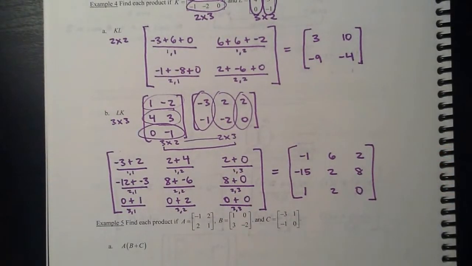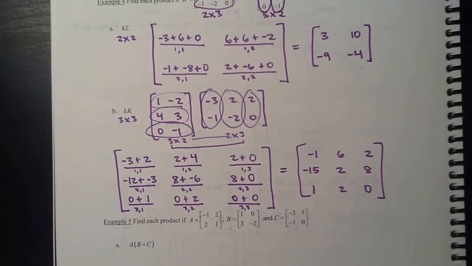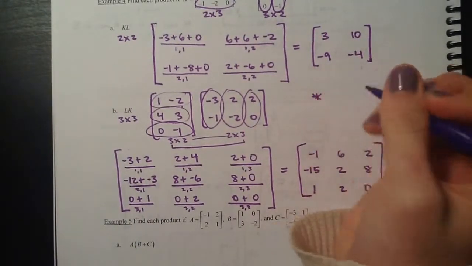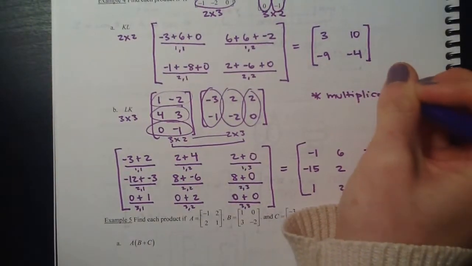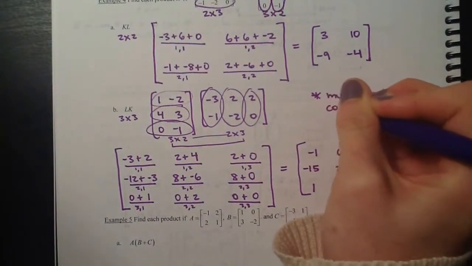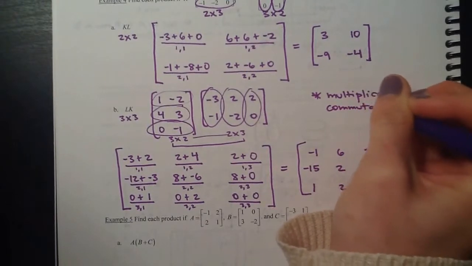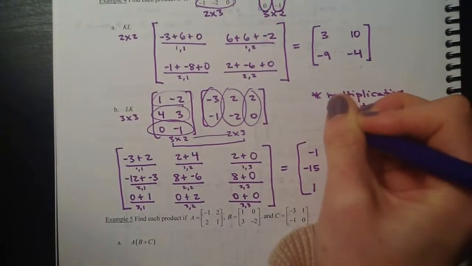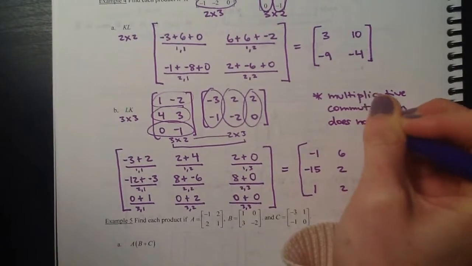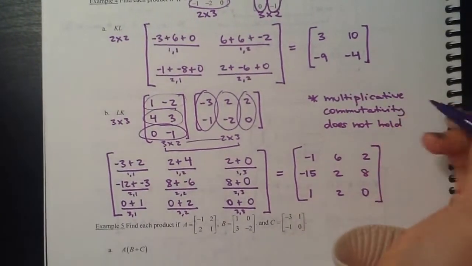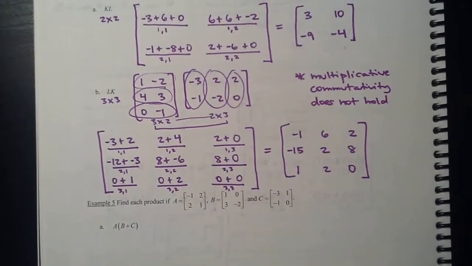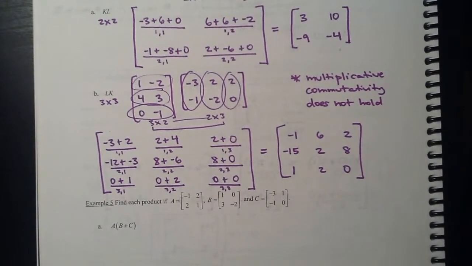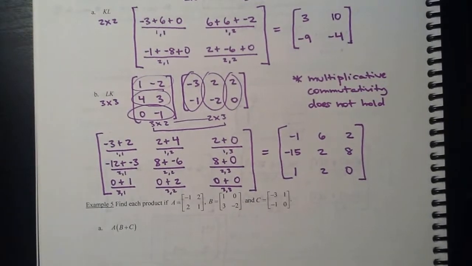So in case we can't tell, we are going to make ourselves a little note that says that multiplicative commutativity does not hold. So these are some big fancy words here. That just means if you multiply two things in a different order, they're not necessarily going to come out the same. Now there may be exceptions, but as a rule in general, commutativity for multiplication does not hold.